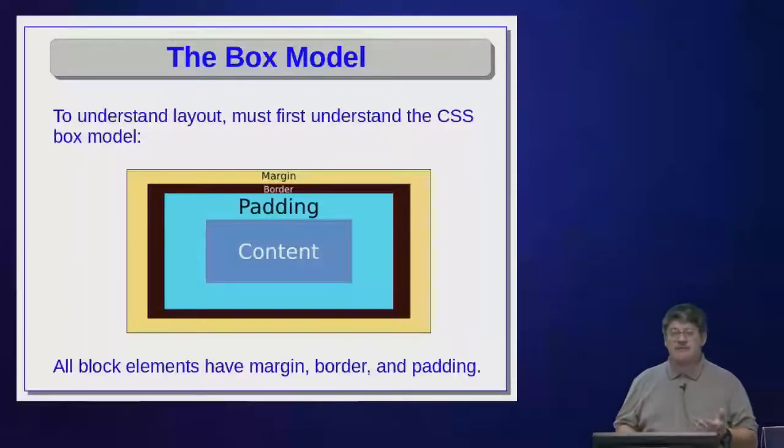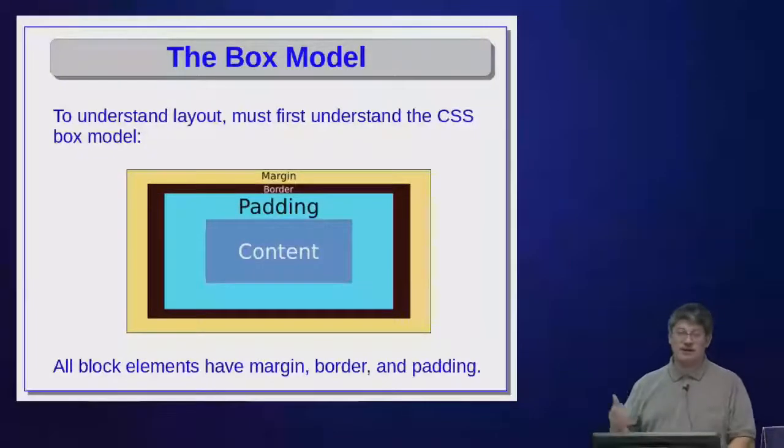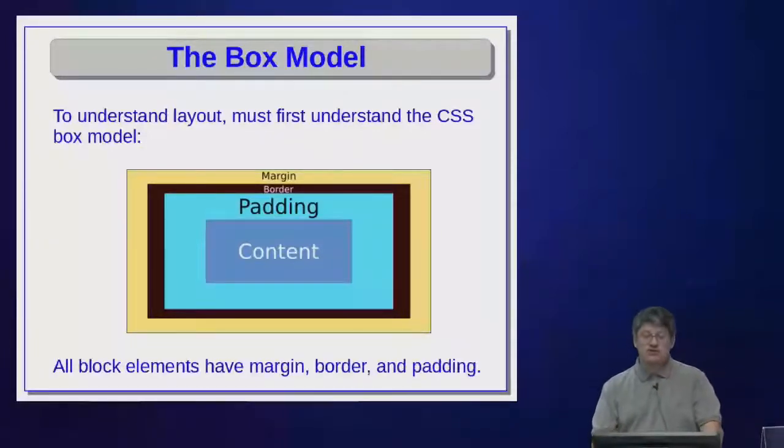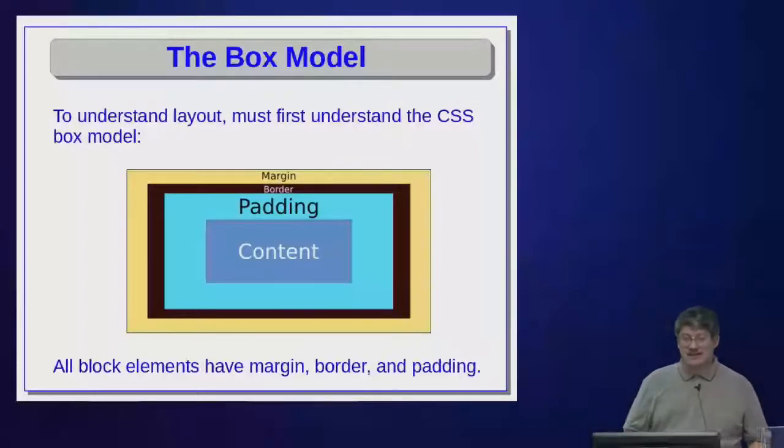The main difference between the padding and the margin is that the padding is usually the same background color as the content, whereas the margin typically has the same background color as the things that surround the content. So it might be the background color of the container, for example, or perhaps the default background color of the web page. So all block level elements have a margin, a border, and padding, although often the border is invisible. It's there, it's just 0 width or something like that.